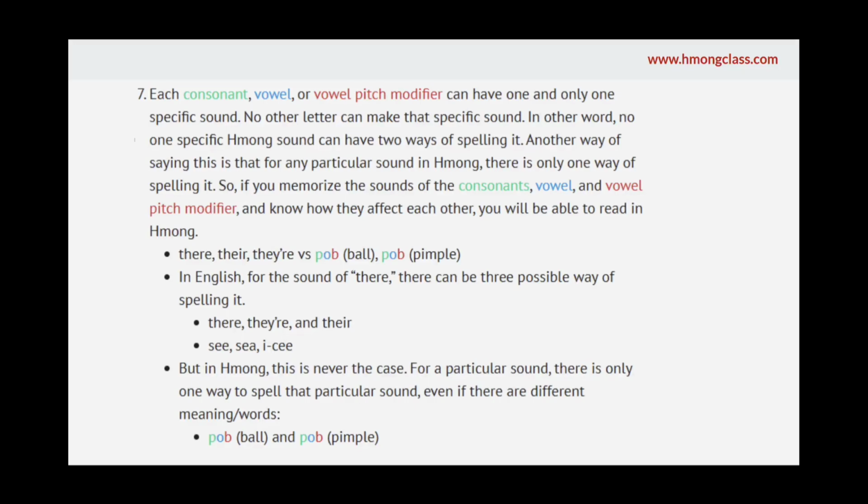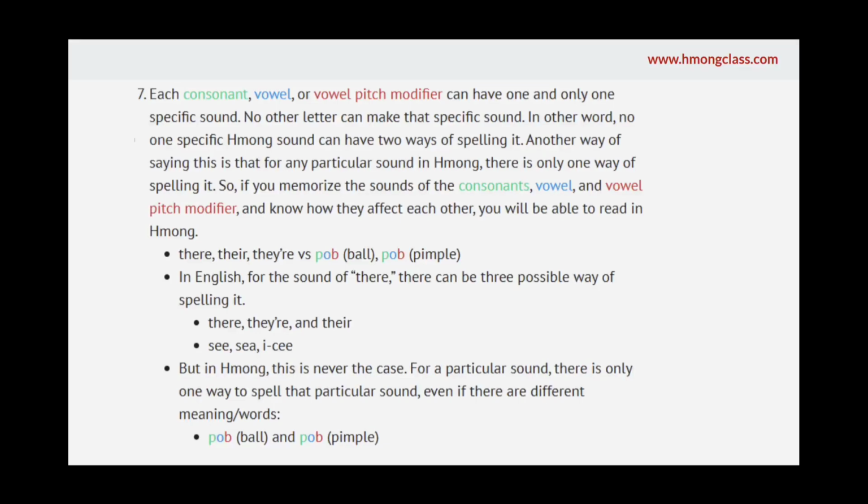So an example of this is the English words for there. There's actually 3 ways to spell there. T-H-E-R-E, T-H-E-I-R, and then T-H-E-Y-'-R-E. Okay? 3 different words. They sound the same, but they're spelled differently. This does not happen in Hmong. Okay? In Hmong, the words are spelled the same, even if they mean different things, even if they're 2 different words, because they are based on how they sound.